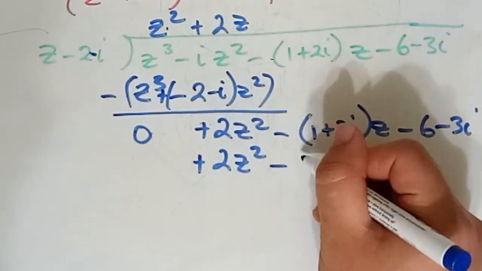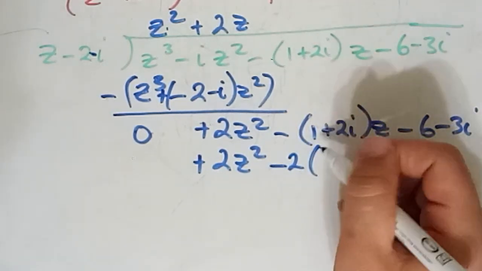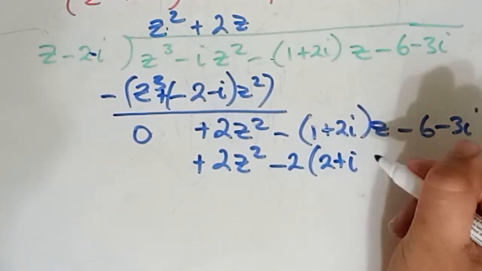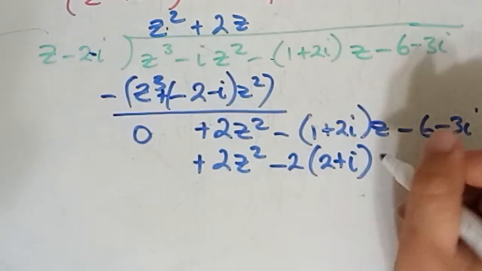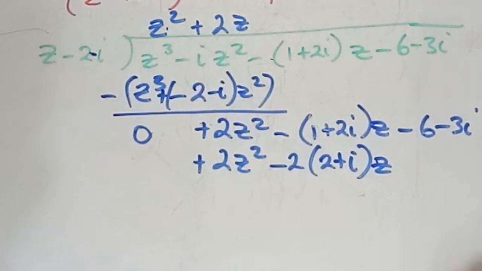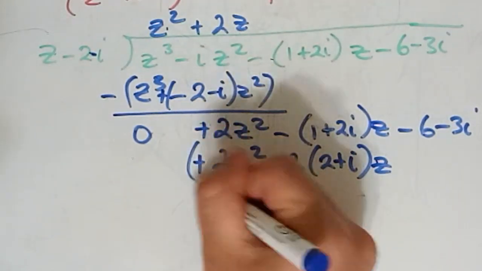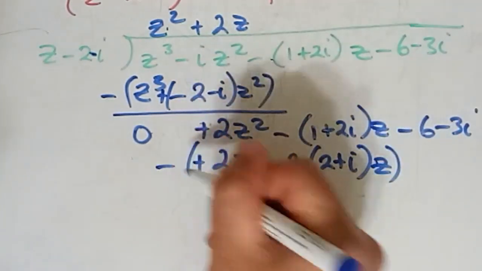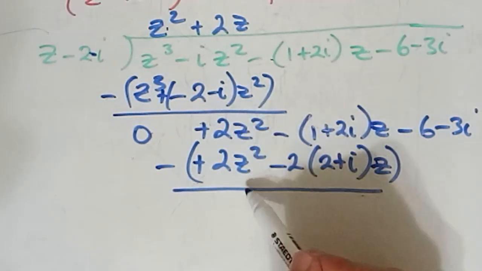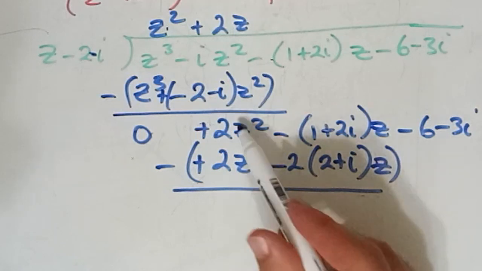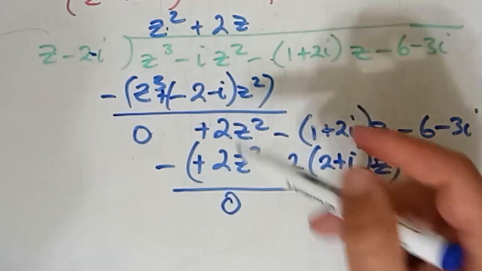So I'm going to go minus 2 times. I'm going to change this to 2 plus i, because I made this a minus out the front, so taking the minus out. Z. I'm trying to make it easier, believe it or not. I want to minus all that away from each other. So I get this minus this, that's 0, that's perfect.